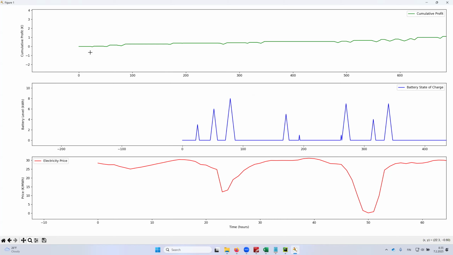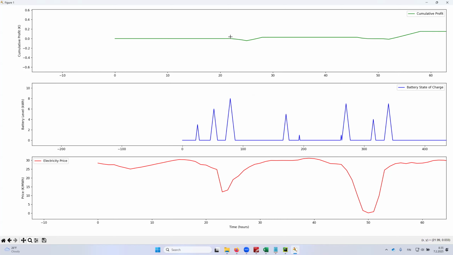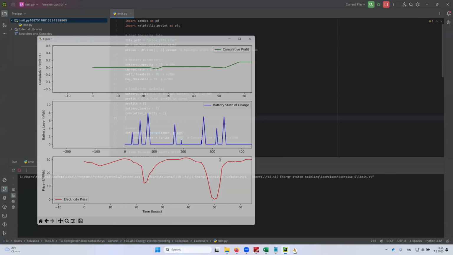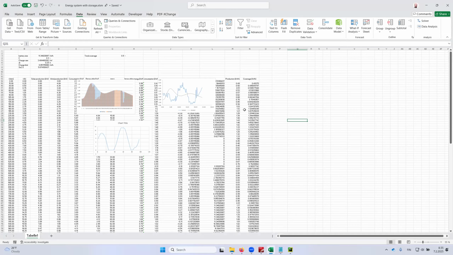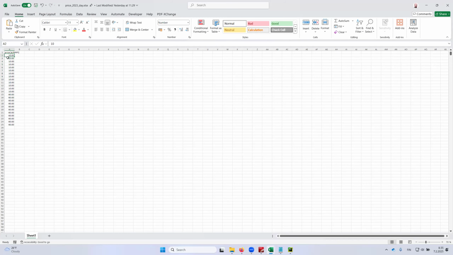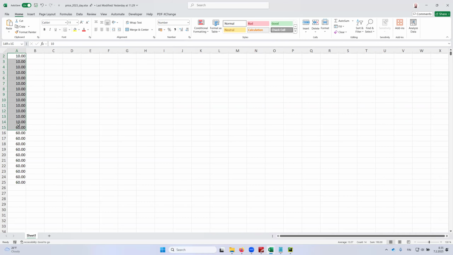So there you can see that there's a small decrease in here. That's when you buy, and this is when you sell. And again, when you buy and when you sell. And what I did also in here is I made a price day Excel file in which I determined that the price was 10 euros per megawatt hour for this many hours, and the rest was 60.